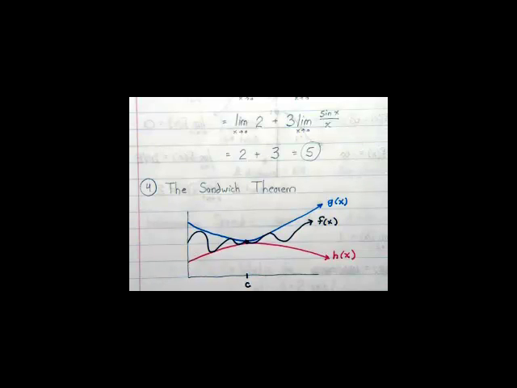So, if g of x is always greater than f of x, and h of x is always less than f of x, and the limit as x approaches c of g of x and h of x is the same thing, then f of x has to be that as well. Because g of x and h of x have sandwiched that value at that spot. Does that make sense? This one always has to be on top, this one always has to be on the bottom. And at this particular value, if those two are the same, then f of x has to be the same too, because it has to be in between those. So it has to be that exact same thing as well.